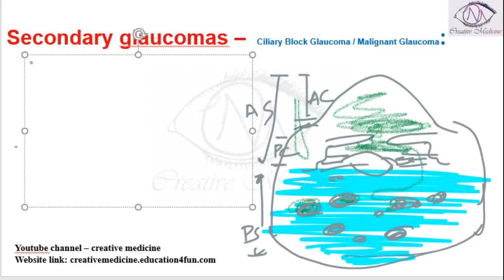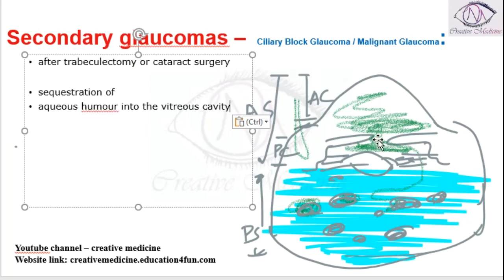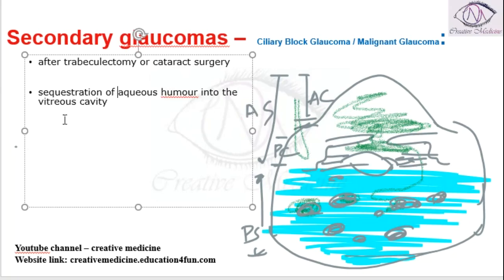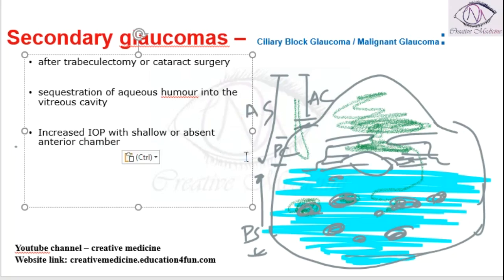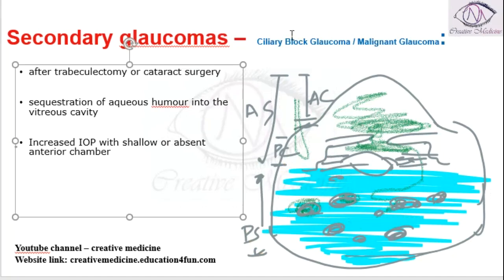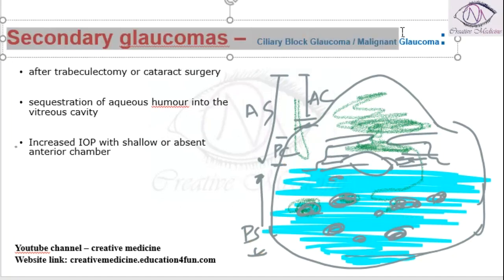So here, either after trabeculectomy or after cataract surgery, there is sequestration of aqueous humor into the vitreous cavity. Aqueous humor will reach the vitreous cavity. This will result in an increase in intraocular pressure with a shallow or almost absent anterior chamber, because the aqueous humor goes into the posterior segment. This thus results in ciliary block or malignant glaucoma.